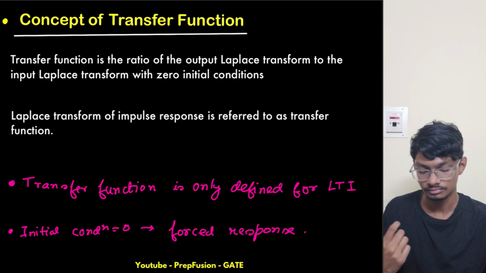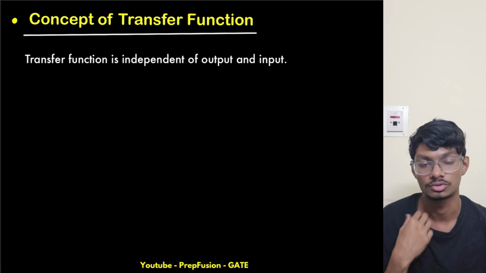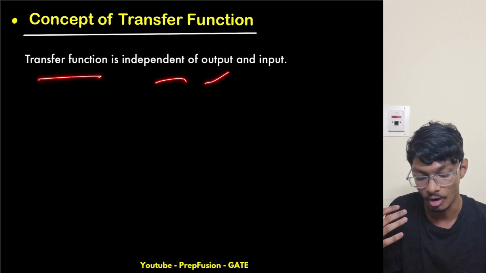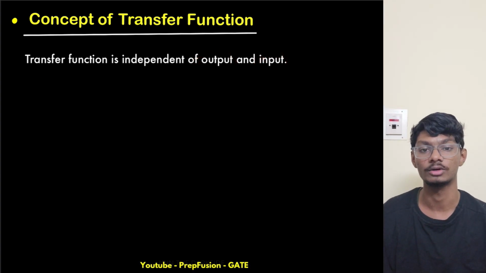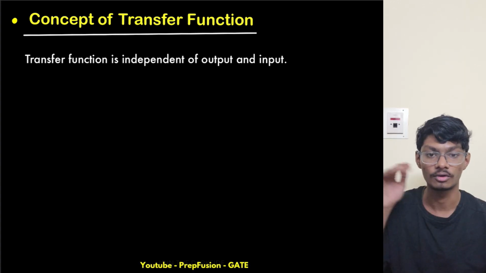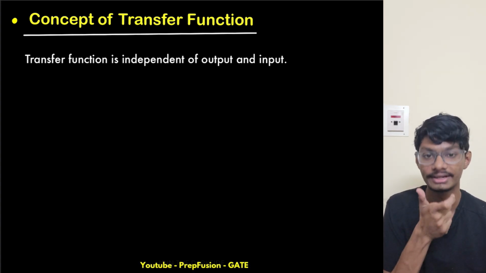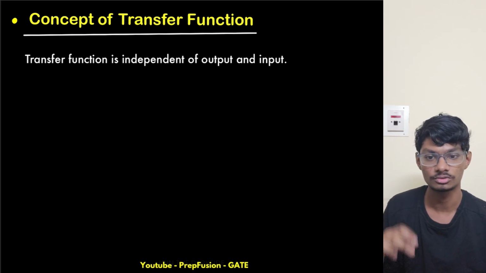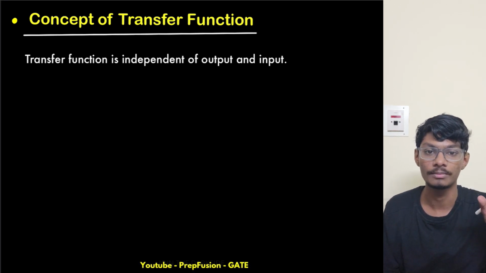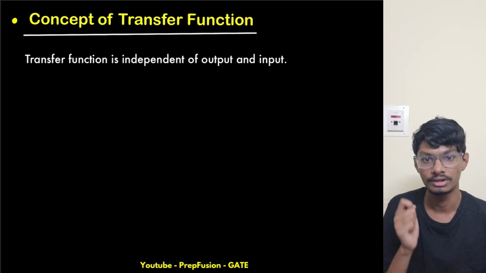Now let us do one more thing: why is this concept of transfer function so important to us? Because transfer function is independent of output and input, just like the impulse response that I told you. If we know the impulse response, we can find the response for any type of excitation. That's why the impulse response for any system is the same, for an LTI system it's the same. That's the only reason transfer function will also be independent of the output and input. Whatever may be the input, the output will come according to the transfer function of the system. So it will depend on the system only, right? For any input we'll get the output according to the transfer function.